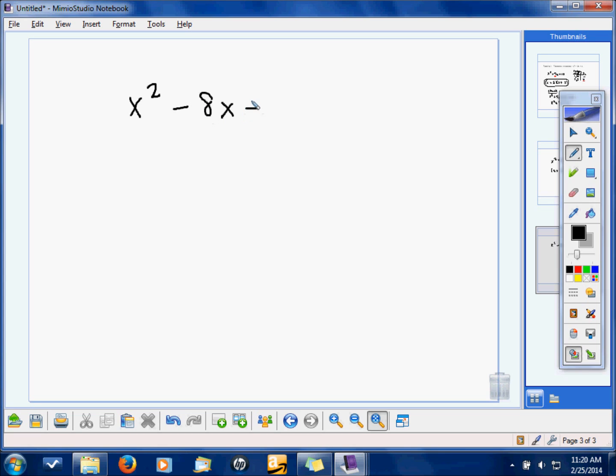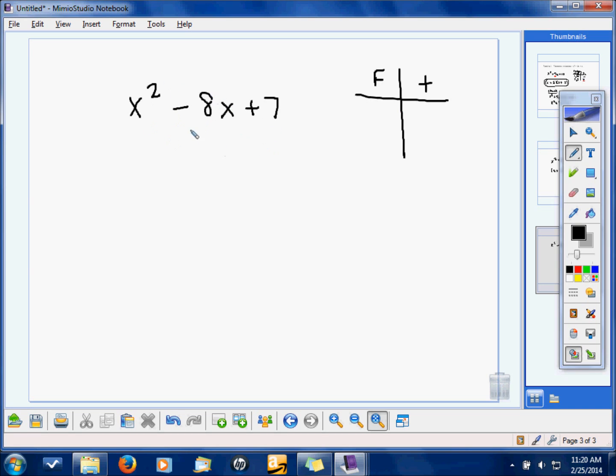Plus 7. So we're going to be looking for the factors of what? 7. Good, so we're looking for the factors of 7. And then we're going to add the factors to try and get a total of how much? Negative 8. Okay? So what factors do you see here? 1 and 7, but will that work? No, because I can't get a negative that way.